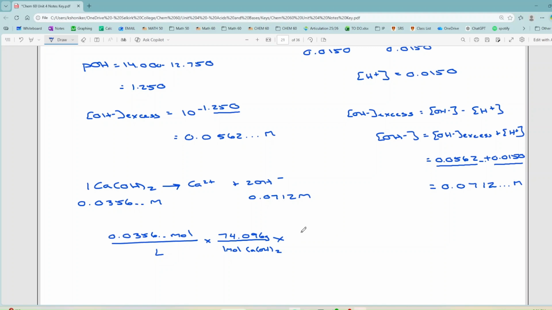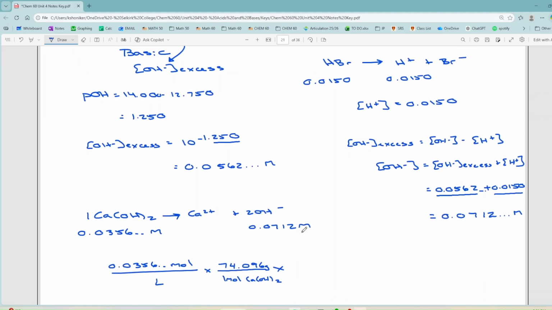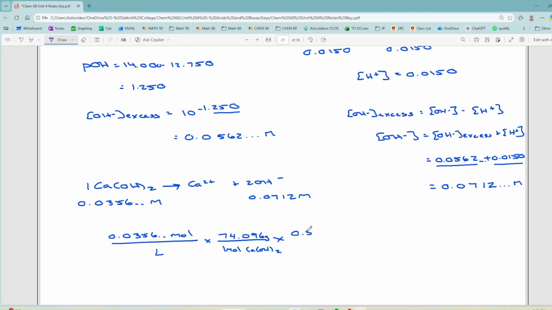Now I've gone from moles per liter to grams per liter, and I want just grams. So then I have to multiply by the volume of my solution, which is 500 milliliters, which I will then convert to liters. 4 sig figs. Awesome. So in my calculator, I'm doing 74.096 times, I have that thing as recall A, times 0.5, which gives me, to 3 sig figs, 1.32 grams of the calcium hydroxide was added to the solution. Awesome.